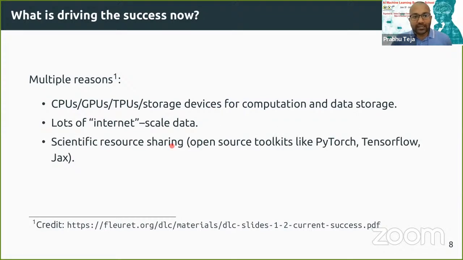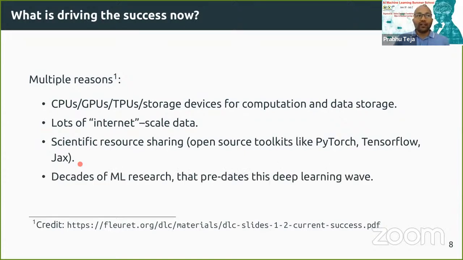Another very important thing is scientific resource sharing, which is now there are a lot of toolkits like PyTorch, which is backed by Facebook, and TensorFlow and JAX, both made by Google. These are abstractions. These are toolkits that help users build deep networks with very little deep involvement. For example, I discussed what I called gradient descent. If you use one of these toolkits, the toolkit automatically does all that optimization. So it makes a lot of things easy. It makes building applications very easy. And we cannot obviously ignore the decades of machine learning research that happened before, which the current deep learning wave builds on.